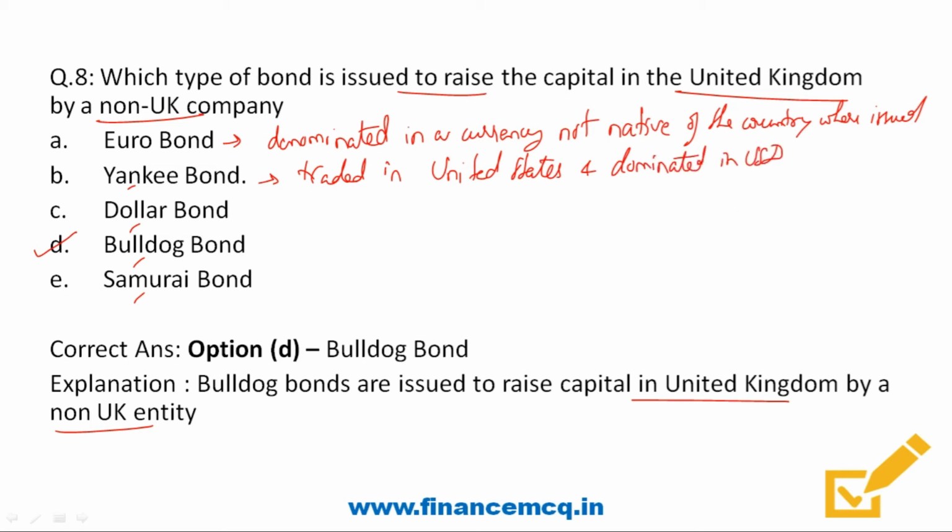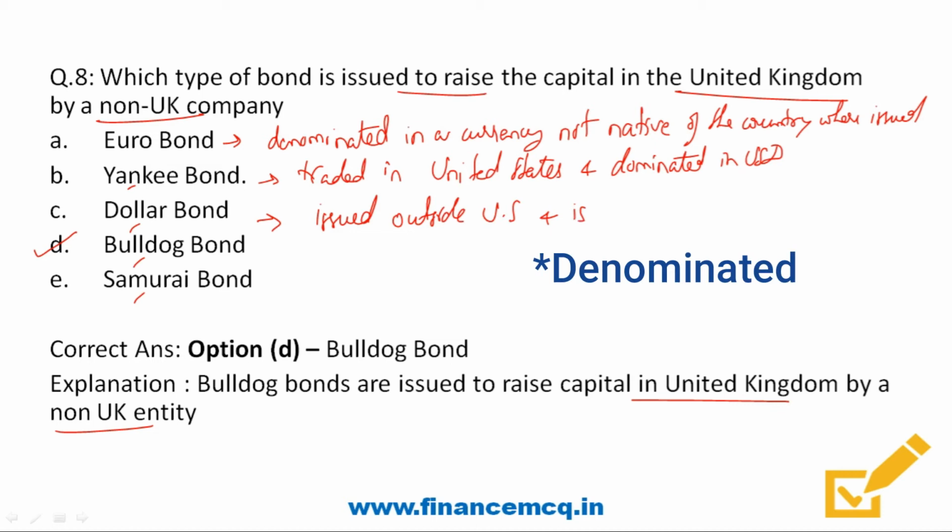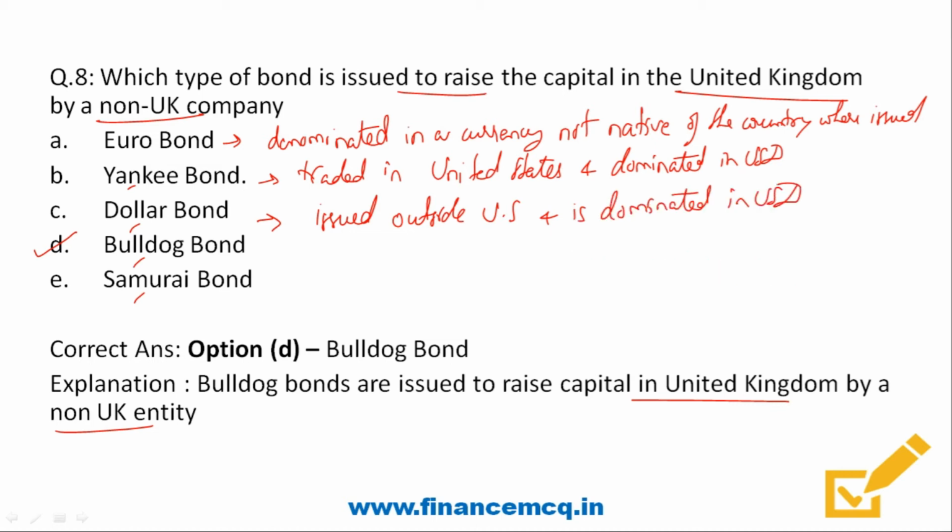And friends, dollar bond is a bond issued outside US by a foreign company or a government that is denominated in US dollar instead of local currency. These are issued outside US and is denominated in US dollar. And finally, samurai bond is a bond to issue capital in Japan and is denominated in yen currency. So it is related to Japanese market and is denominated in yen currency.